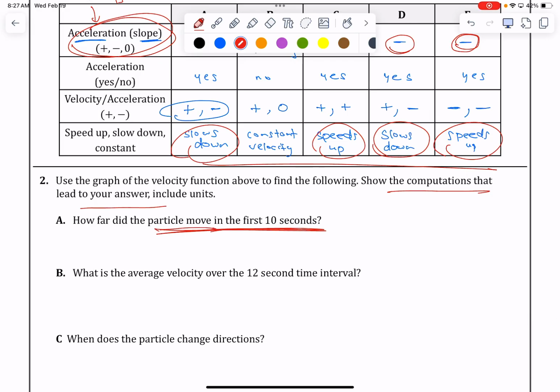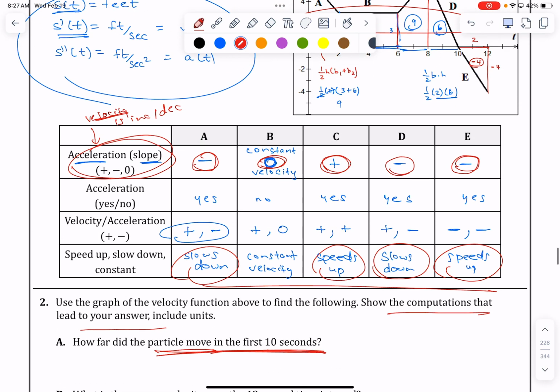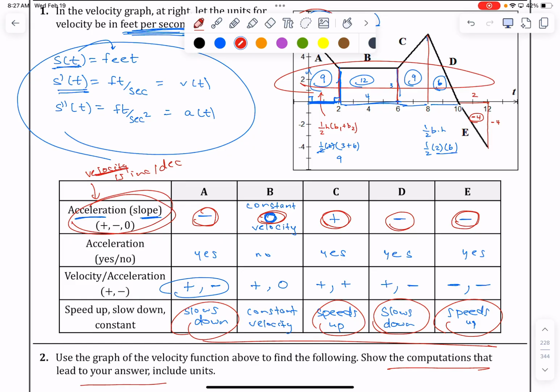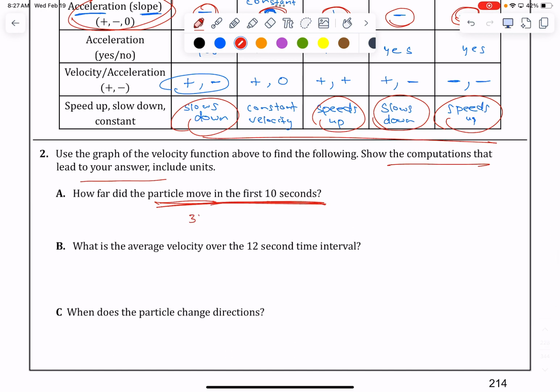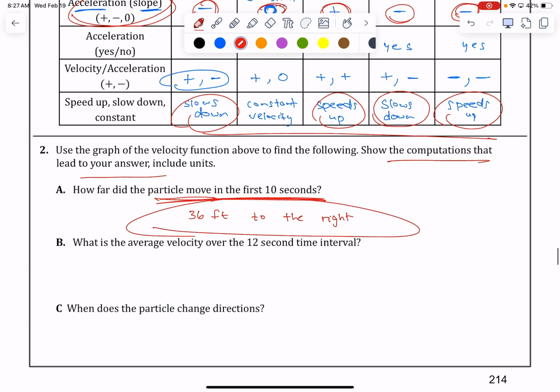So how far did the particle move in the first 10 seconds? 36. So 36 units, or 36 feet, which direction though? To the right. How do you know to the right? Because it's a positive velocity, it's above the x-axis. So 36 units to the right.